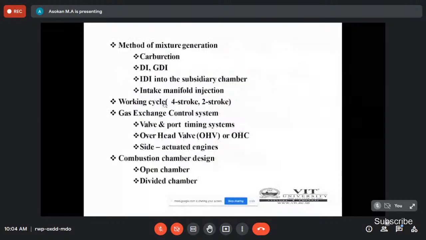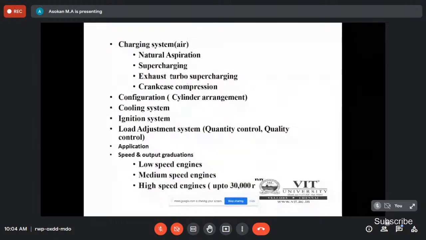And the method of mixture generation: in the SI engine, direct injection, gasoline direct injection, indirect injection, intake manifold injection. Then the control system, gas exchange control by valve and port timing, overhead valve and side actuated valve. Open chamber and divided chamber. And the charging system: natural aspiration, supercharging, exhaust supercharging, crankcase compression, and then arrangement of the cylinder, cooling system, and ignition system.